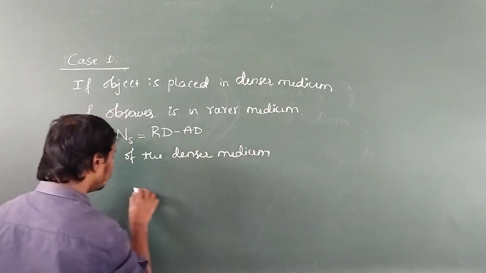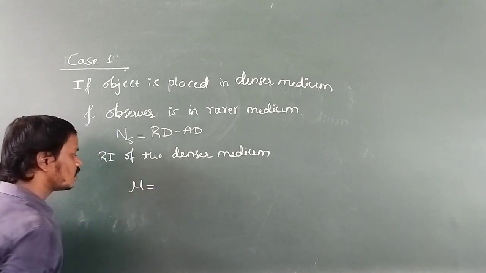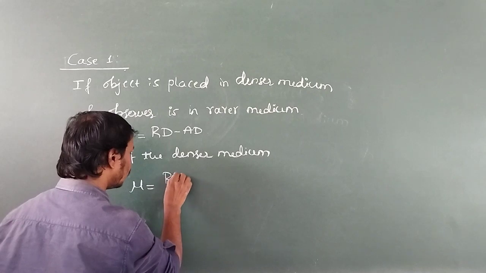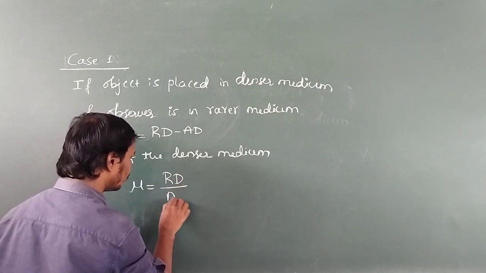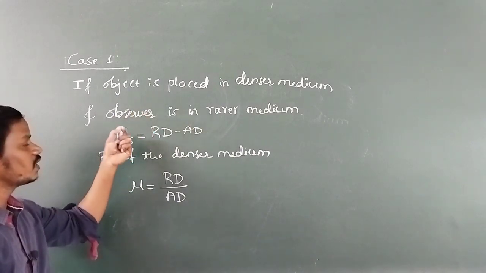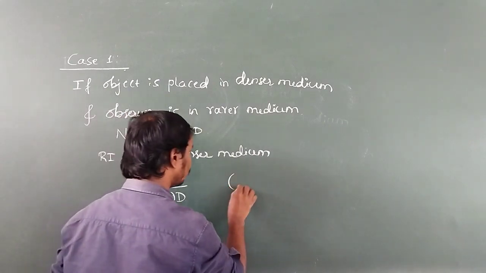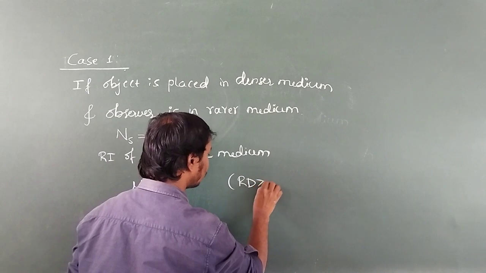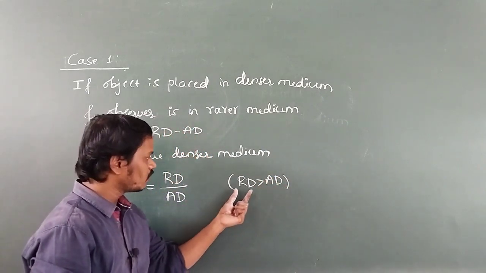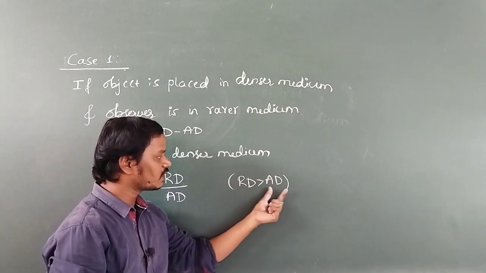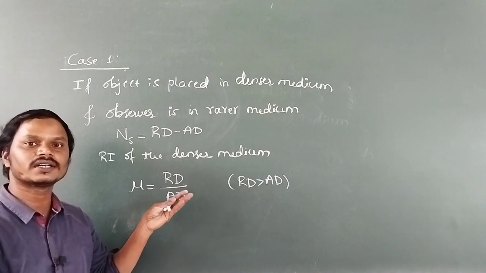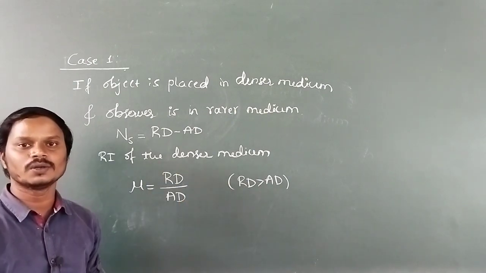That is, mu here is the refractive index of the denser medium. Then mu is equal to real depth divided by apparent depth, because real depth is greater than apparent depth only when the object is placed in the denser medium. Here real depth is greater than apparent depth. And one more thing, remember, here the real depth is greater than apparent depth, which means the refractive index is equal to 1 or greater than 1, but not less than 1.